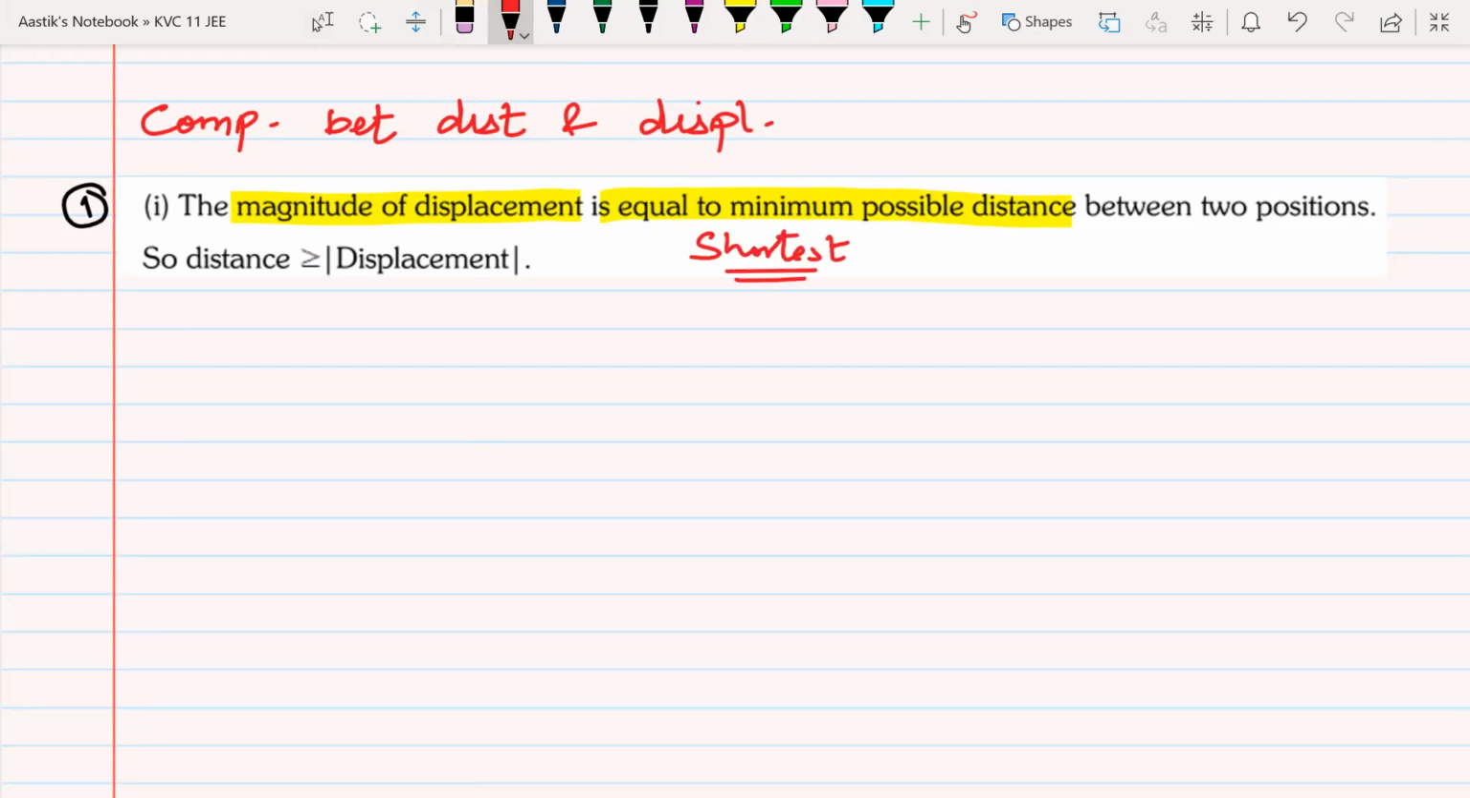Magnitude of displacement. And here the most important term is this magnitude. Whenever we are comparing displacement and distance, we cannot compare them directly. Why can we not compare them? Because displacement is a vector and distance is a scalar. But we can compare the magnitude of displacement and the distance. The magnitude of displacement is the shortest distance, and therefore distance is always greater than or equal to the magnitude of displacement. Do we understand this? Yes or no?